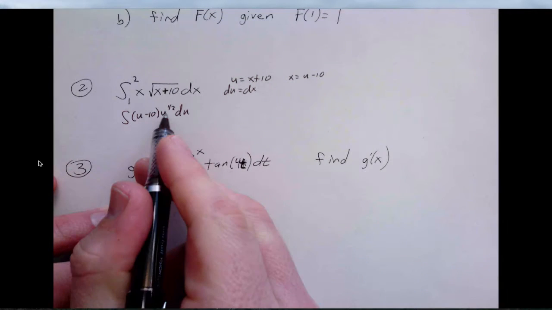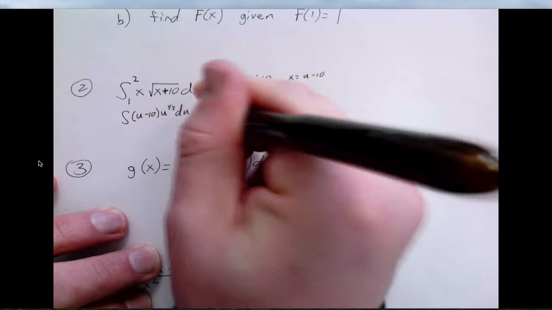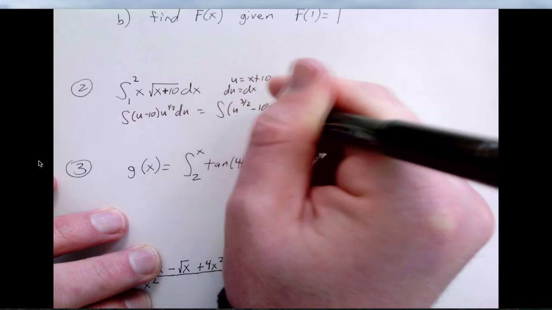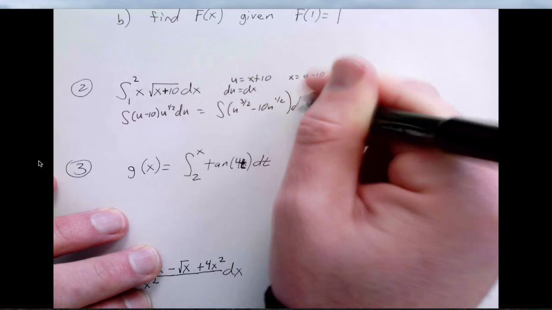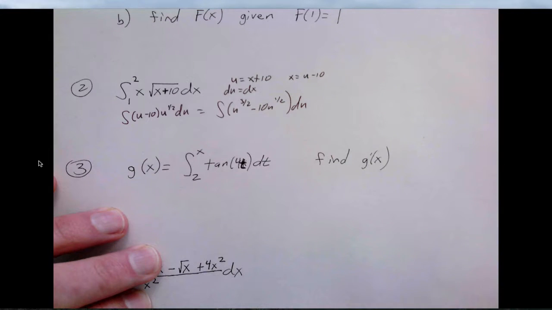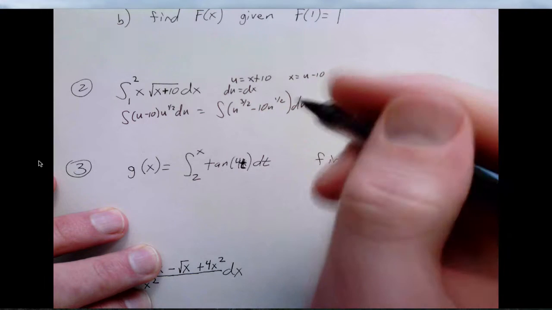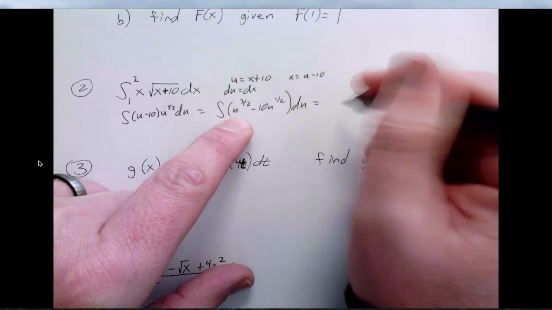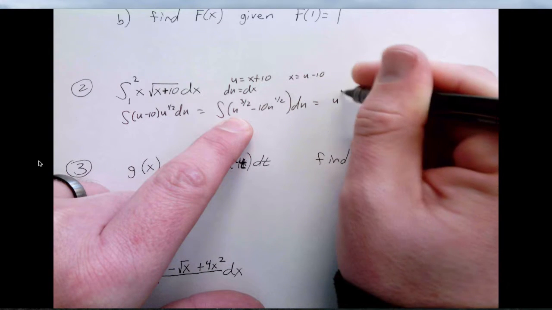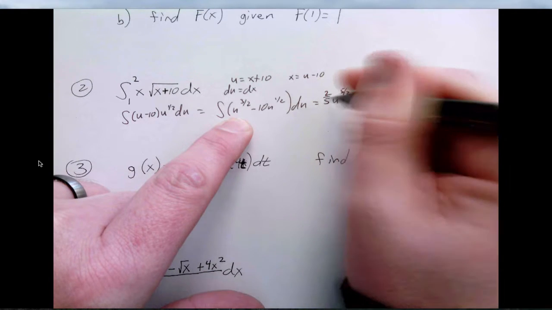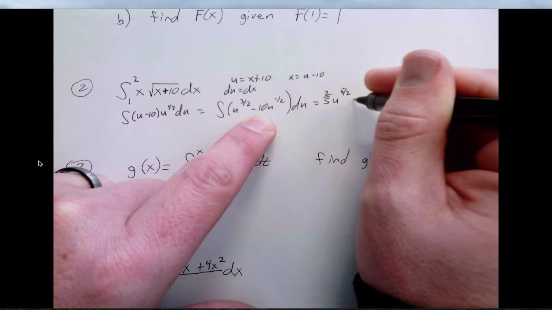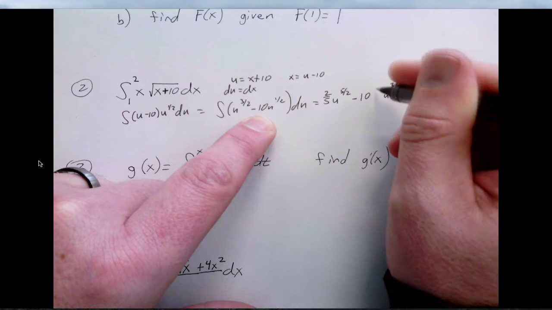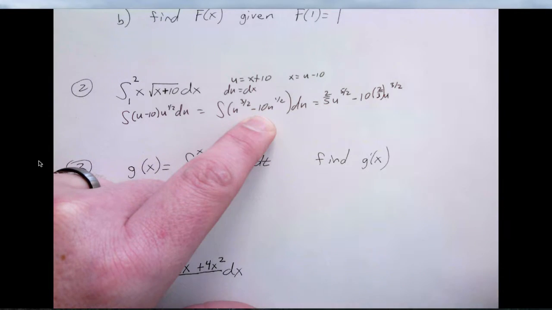Now I'm going to distribute the u to the 1/2 into the parentheses. So I now have u to the 3/2 minus 10 u to the half du. Okay. Now I'm going to do an antiderivative. So at this point, I'm going to raise the power by 1, divide by that new power, which is 2/5. Okay. Same thing on the other one. I've got a 10 there, and I'm going to raise the u to a 3/2 and divide by that, which puts a 2/3 in front.